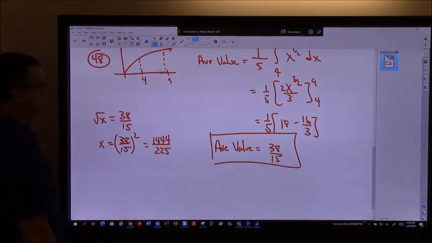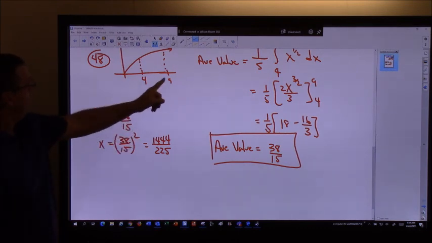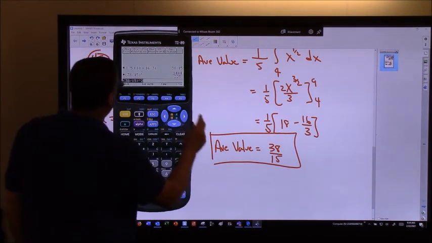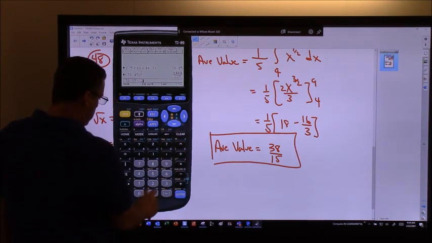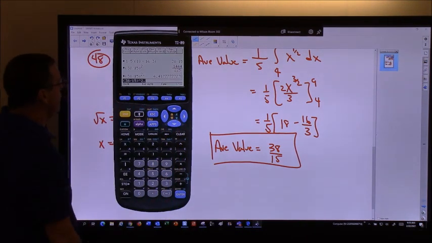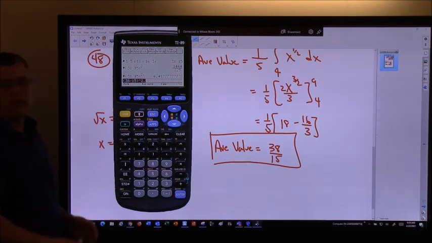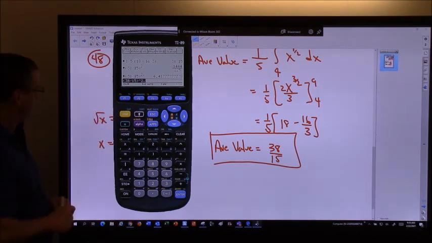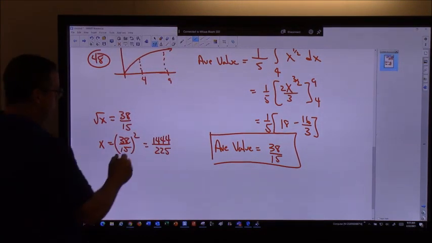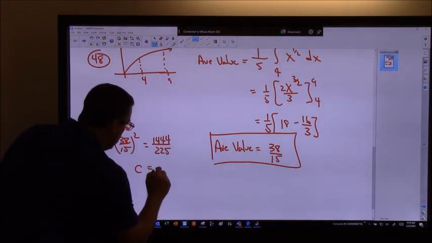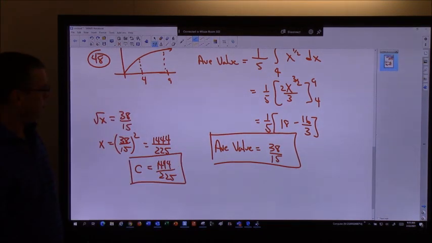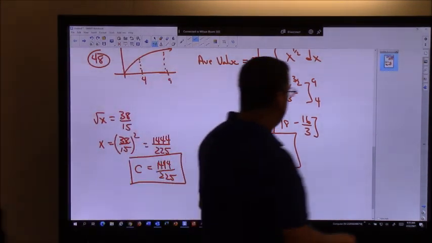Is that inside the interval 4 to 9? I believe so, but let's just double check. If I put a decimal point there, yeah, 6.417. So it is between 4 and 9. It's got to be in there somewhere. Okay? There it is. C equals 1,444 over 225. All right, you guys try the next one.